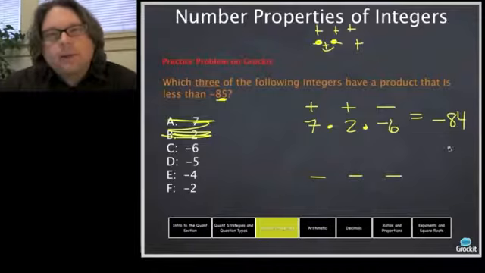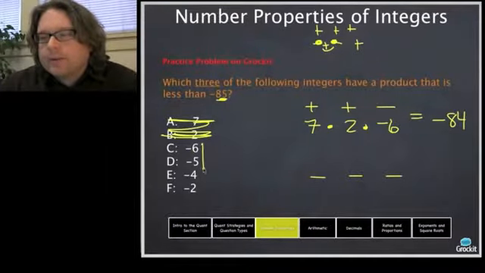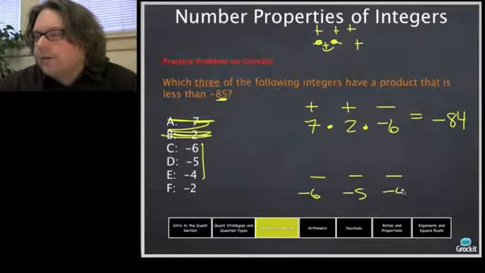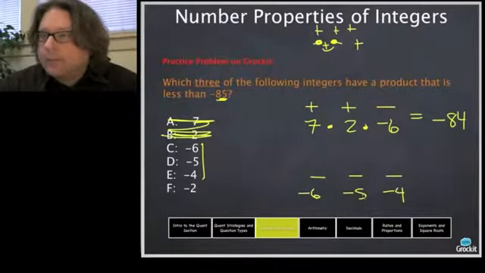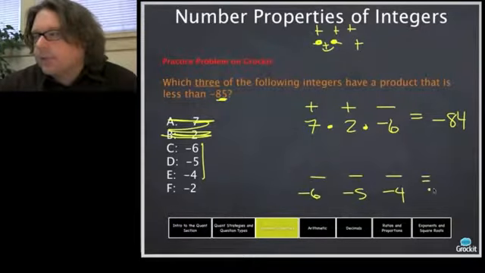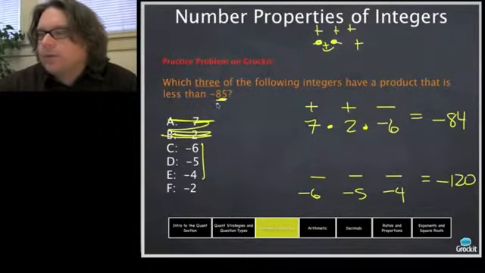And now again, we still want as big a number as possible, so we choose our 3 biggest ones, 6, 5, and 4. Negative 6, negative 5, negative 4. Negative 5 times negative 4 becomes positive 20, but positive 20 times negative 6 becomes negative 120, which fits the bill of being less than negative 85. So it is these 3.